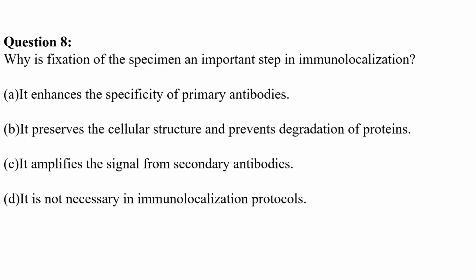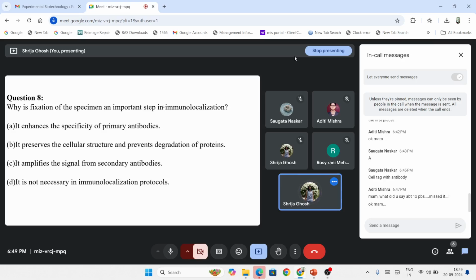So moving to the next question, why is fixation of specimen an important step in immunolocalization? I just now explained, so I hope all of you should be able to answer this. Option A, it enhances the specificity of a primary antibody. Option B, it preserves the cellular structure and prevents degradation of the proteins. Option C, it amplifies the signal from secondary antibodies. And option D, it is not necessary in immunolocalization protocol. So tell me why fixing is important.